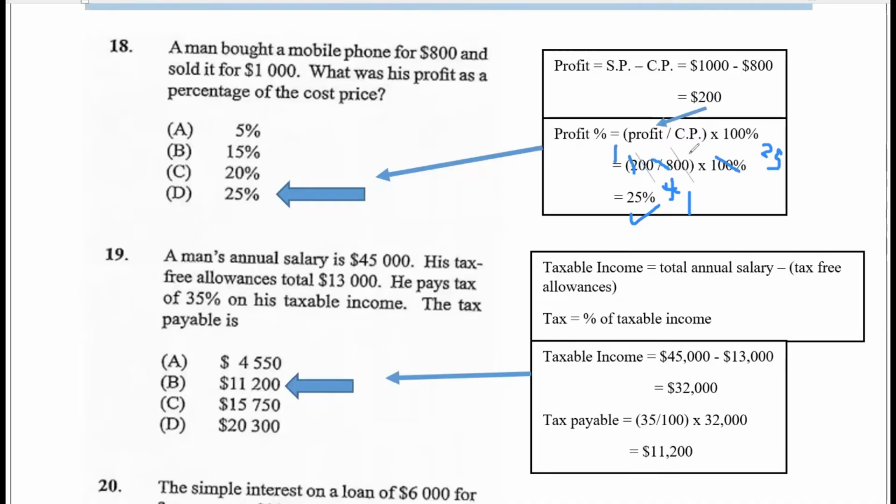Yeah, 2 into 2, 1, 2 into 8, 4, 4 into 4, 1, 4 into 100, 25%. And that would be D as in dog.